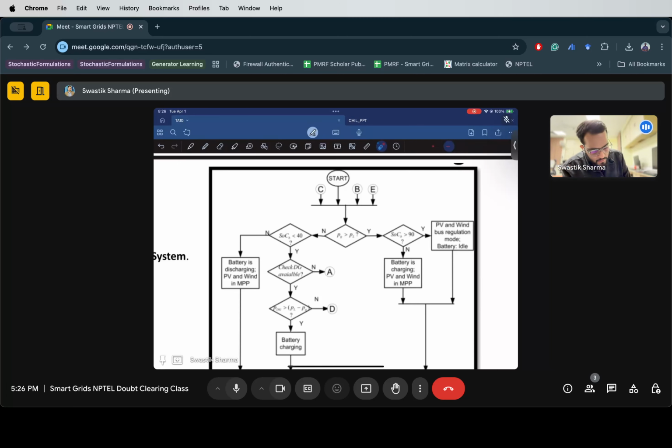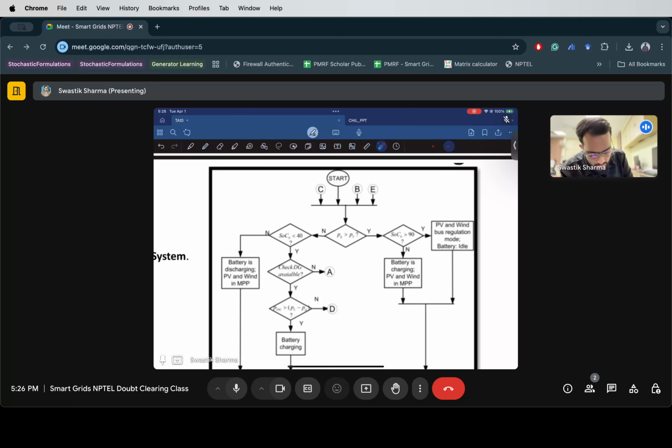So based on the battery's capacity, if it is greater than 90, we want to make sure that the battery does not overcharge, and that is why we have set a limit of 90 SOC to be at most 90. If this condition is met, that means we can't have the PV and wind run at MPPT mode.